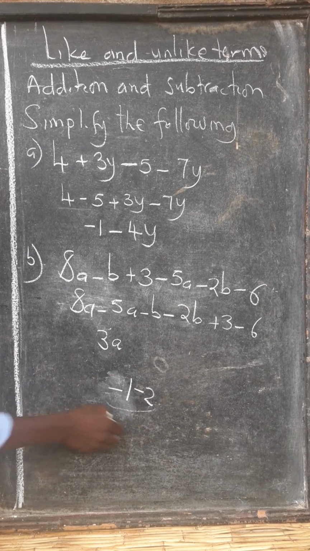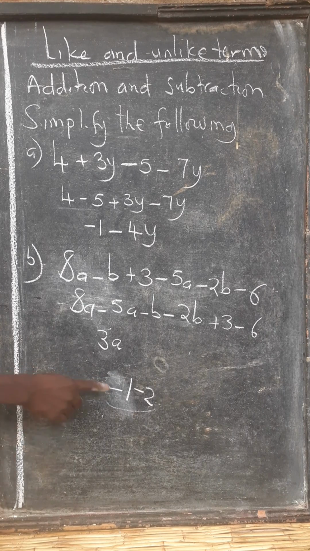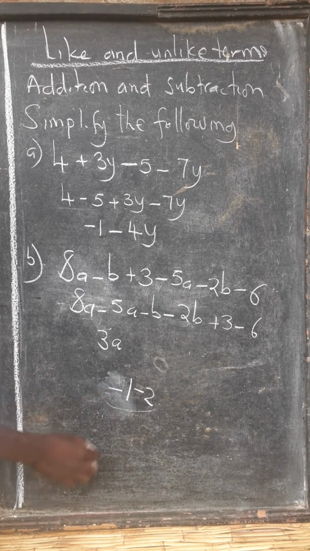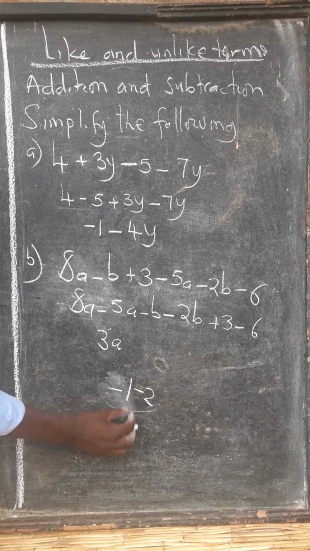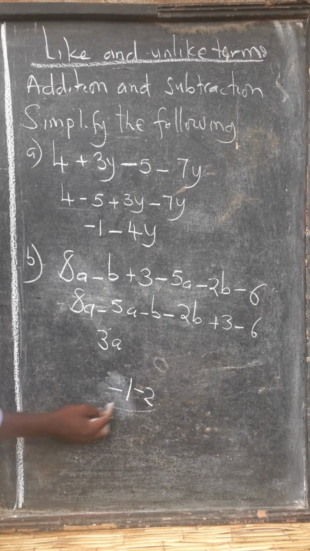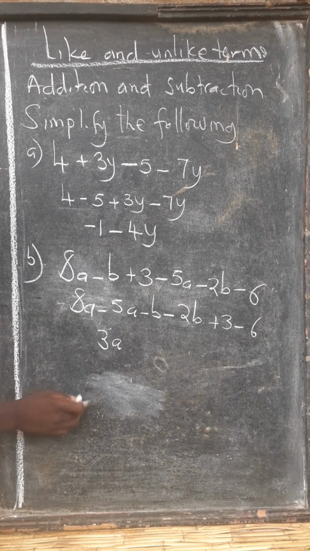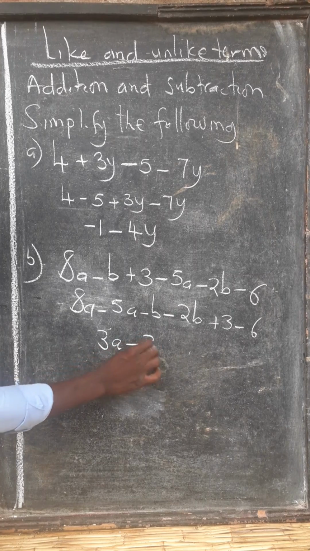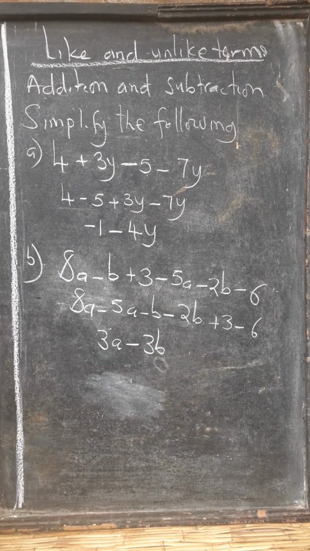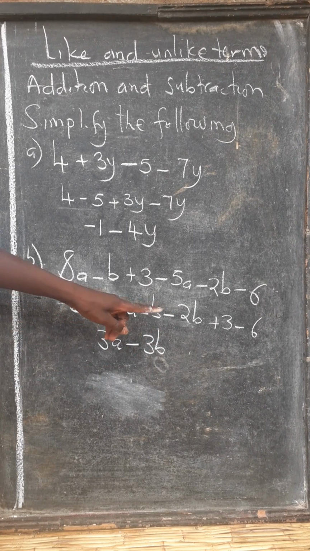Then we simplify this one. According to the knowledge that we have in integers, you discover that we've got a negative 1 and a negative 2, which is just the same as negative 1 plus negative 2. So how do we simplify integers of the same sign? You add them and keep the sign. So here, when we add them and keep the sign, we're going to get minus 3b.